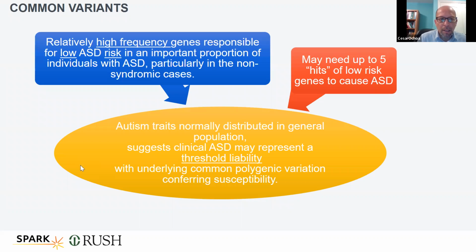So let me talk a little more about the common genetic variants that can have a role in the causality of autism. These are relatively high frequency genes, and each one of them can give a little bit of risk for autism, but it's low. So just one of these high frequency genetic variants would not cause autism. You would need up to 5 hits of low risk genes to cause autism.